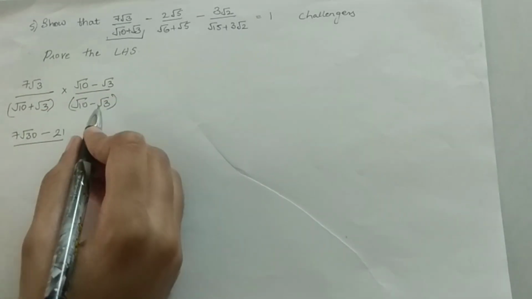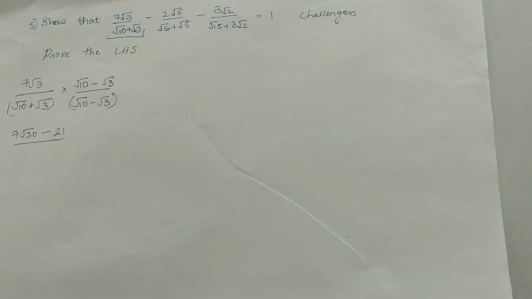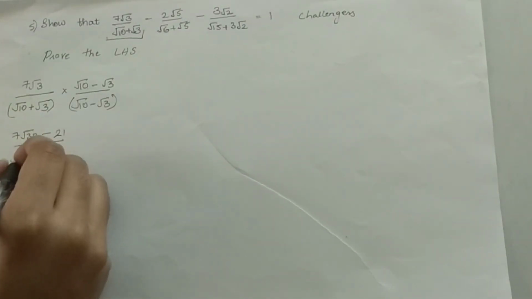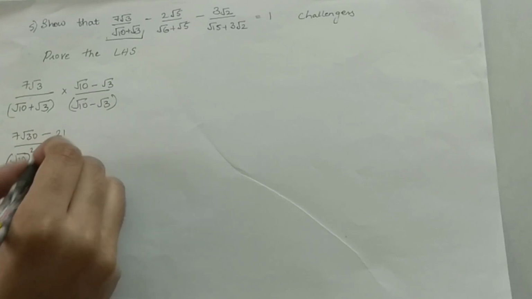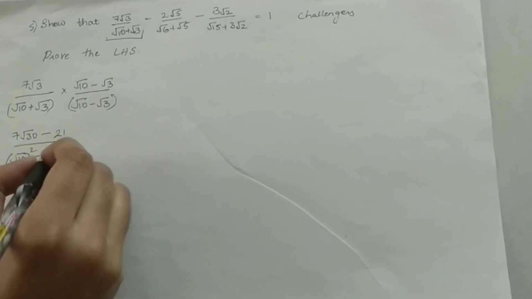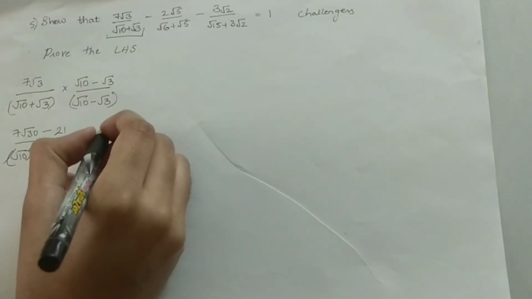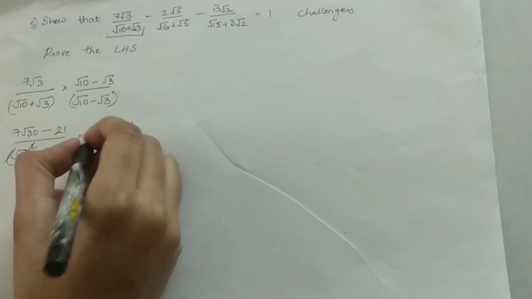Now this root 10 plus root 3 multiplied by root 10 minus root 3 is like a plus b into a minus b. So it is a square minus b square, that is root 10 square minus root 3 square. The square roots will get cancelled, right? So 7 root 30 minus 21 divided by 10 minus 3, which is 7.